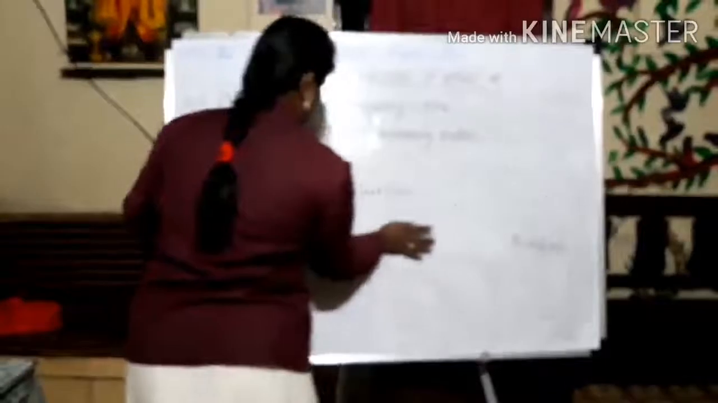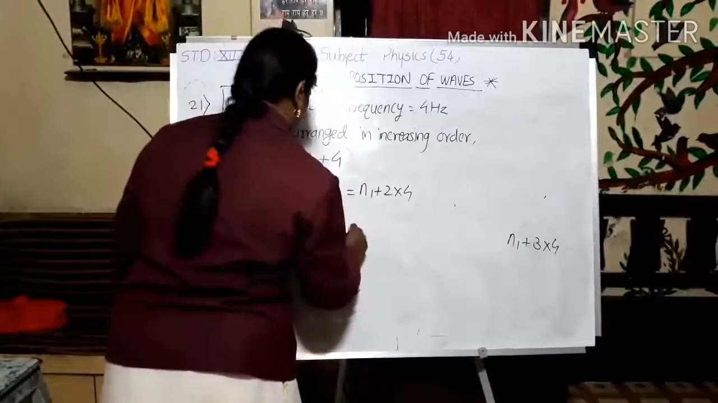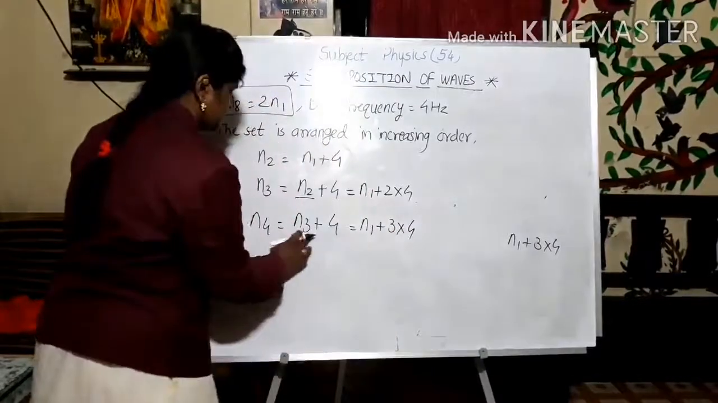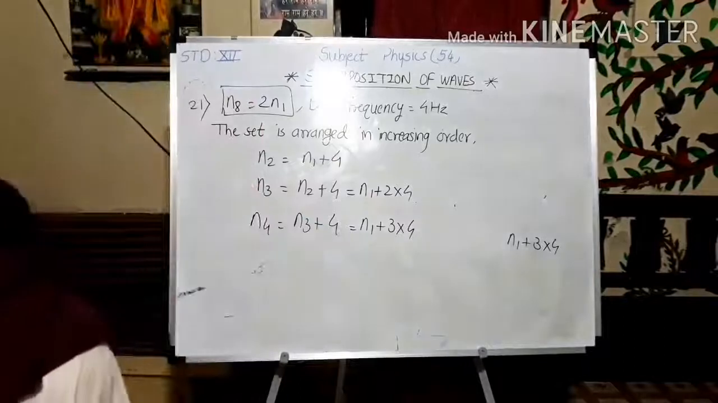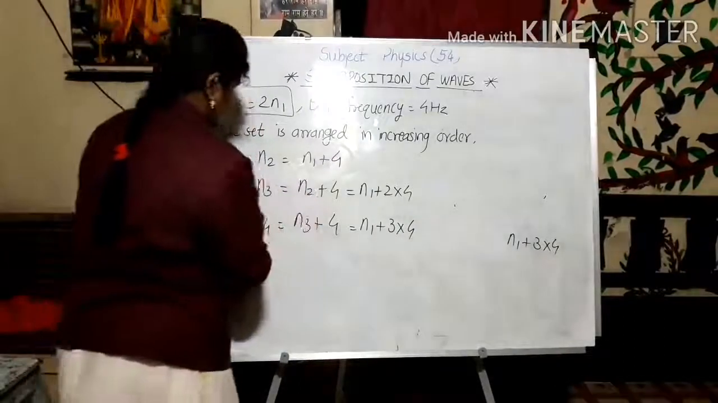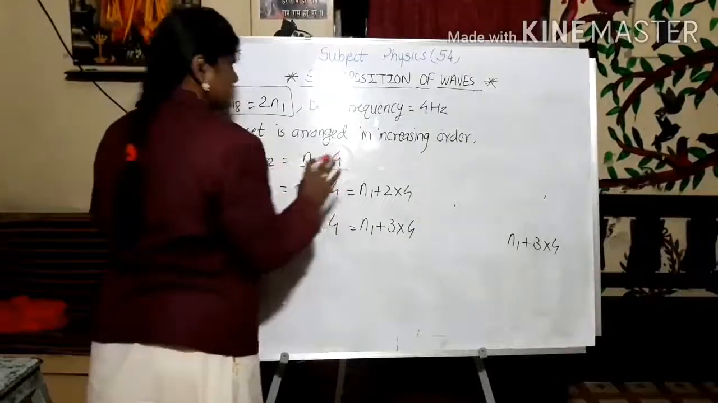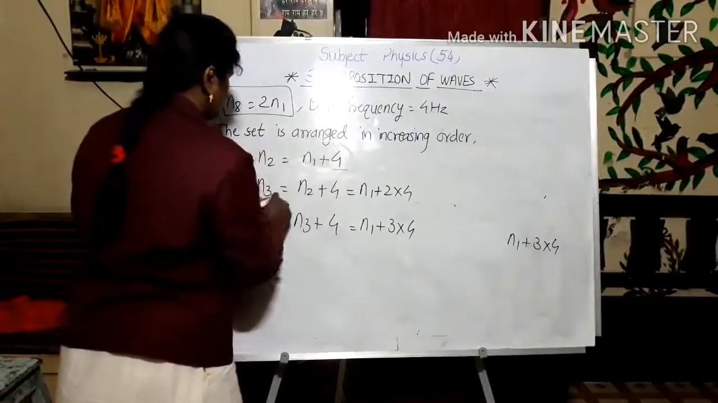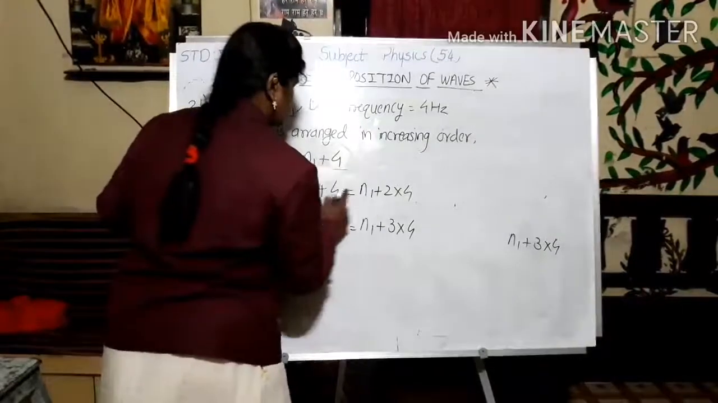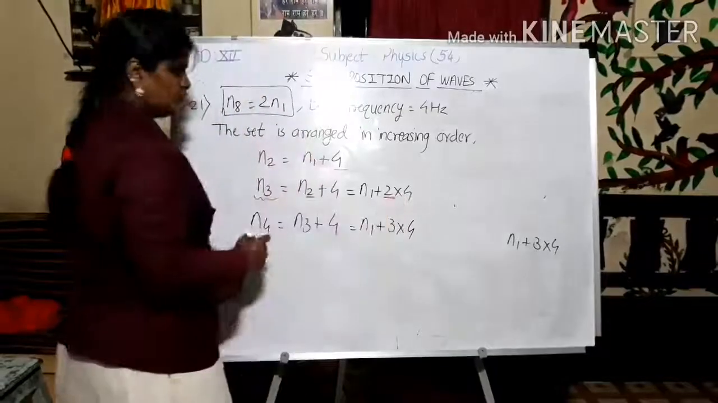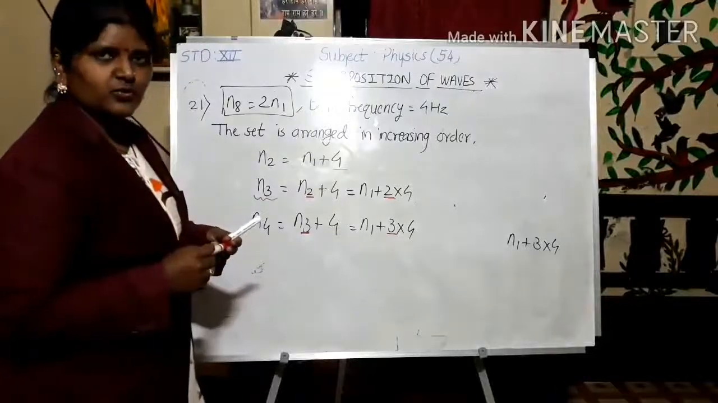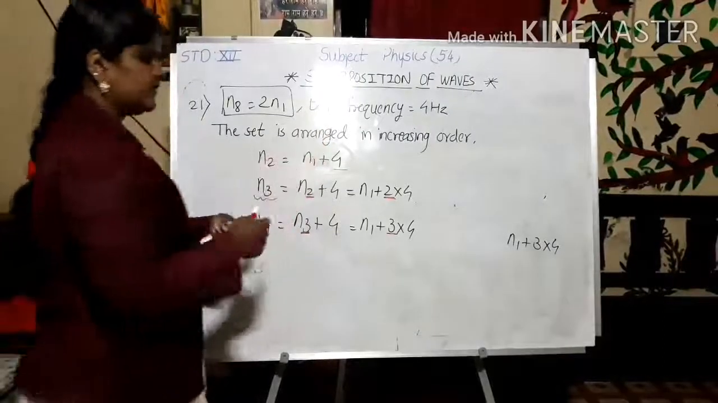I got this much. So I will just rub this and write that this comes out to be N1 plus 3 into 4. You can just see over here, I will underline it so that you get the idea. If you find N2, it is nothing but N1 plus 4, in terms of 4. But if you find N3, it is N1 plus 2 into 4, while N4 is N1 plus 3 into 4. 4 is constant over there. It is a multiplication of 4 because the beat frequency is 4.